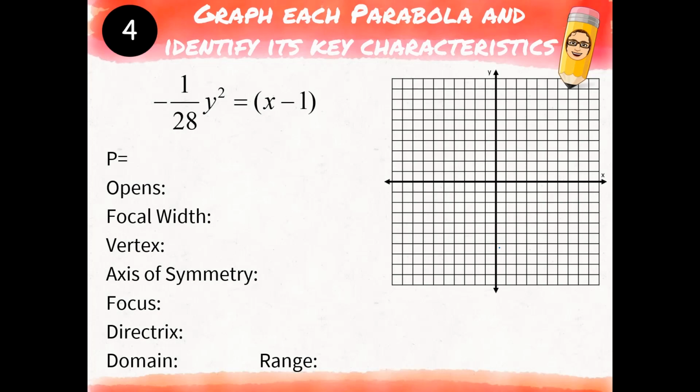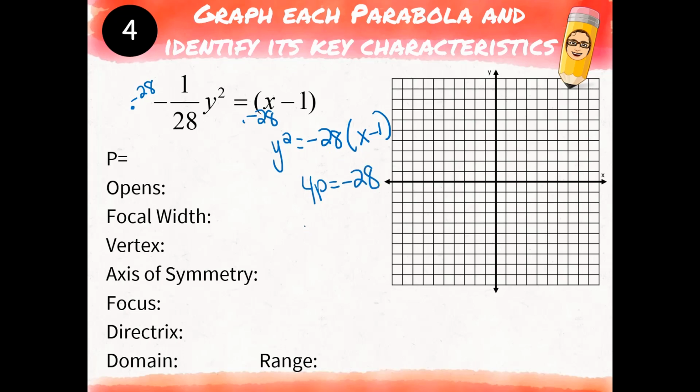Let's try another one. Now, I'm noticing something quite strange about this problem. The squared guy never had a number beside it. So let's take care of that first. I'm going to multiply both sides by -28 because I'm going to divide by -1/28, which is the same as multiplying. So I'm going to multiply by -28. So I'm going to get y squared equals -28 times (x minus 1). Do not distribute. I saw it. I saw it. You want to distribute. Do not distribute. So now I have my 4p equals -28.